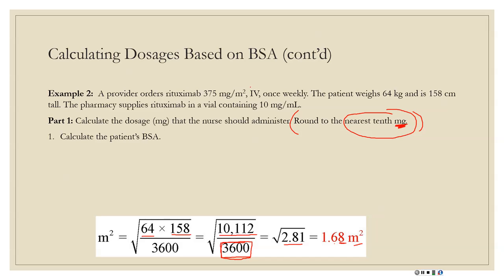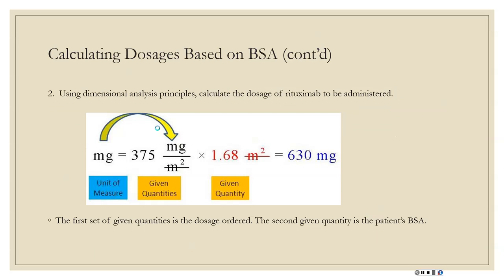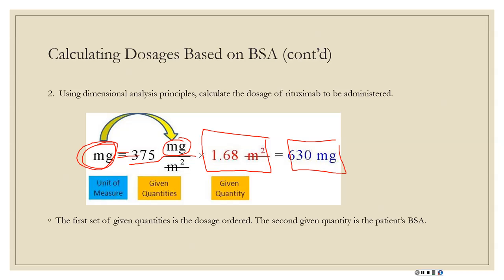Now that we know what meters squared is represented in, we can go ahead and figure out how many milligrams to give. So again, dimensional analysis, we need to start out our problem with what we're looking for. We make that equal sign, and the very first part of that numerator is the milligrams. We look up at what is given in our problem, and our healthcare provider says you're going to give 375 milligrams for each meter squared that this client has. Here's where we enter in our 1.68 meters squared that we figured out by using that square root function, and our answer is 630 milligrams.